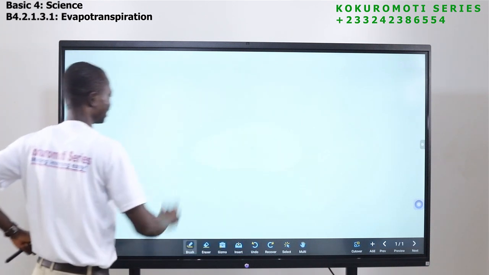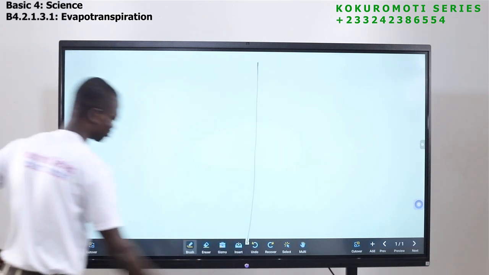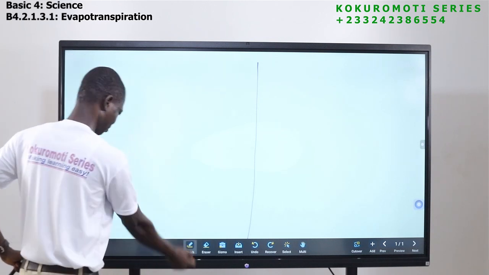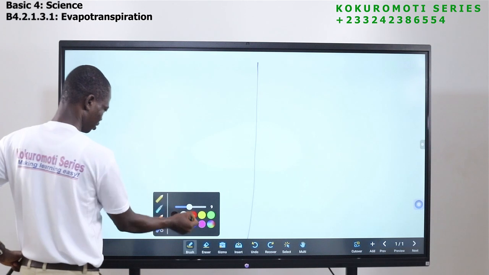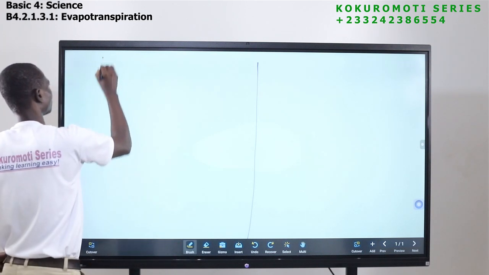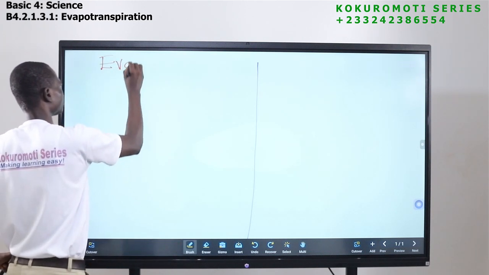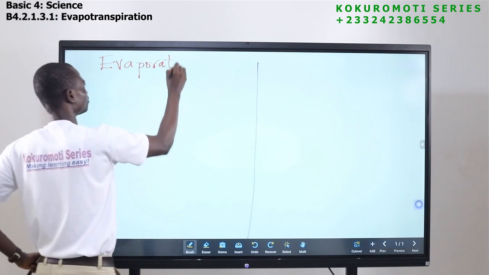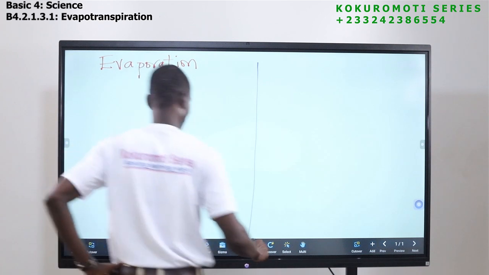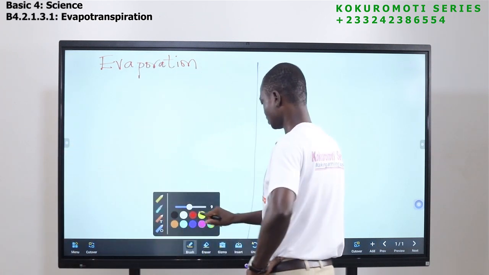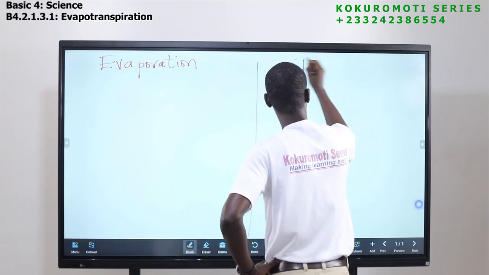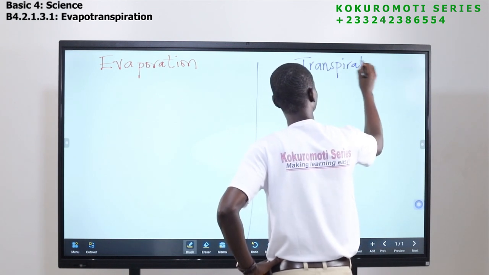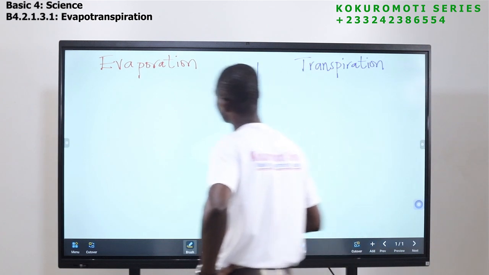So there are two things that you should know. Let me draw this here. Let me change the color. So red color for this word, and then another color, which is blue, for this word.